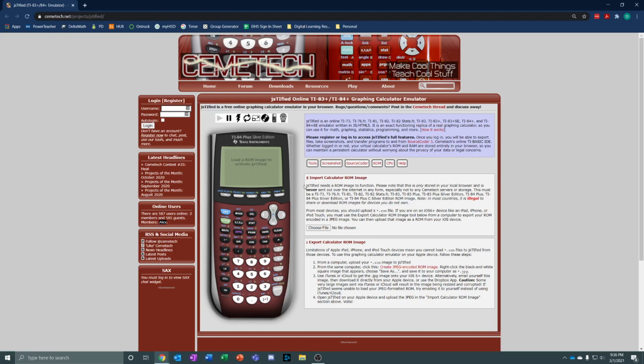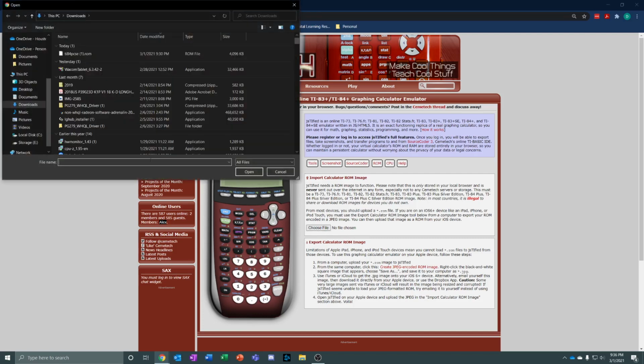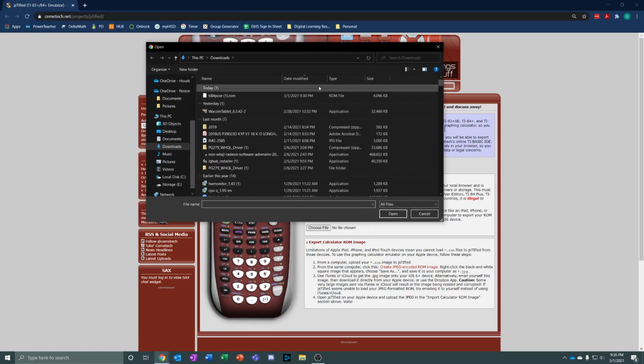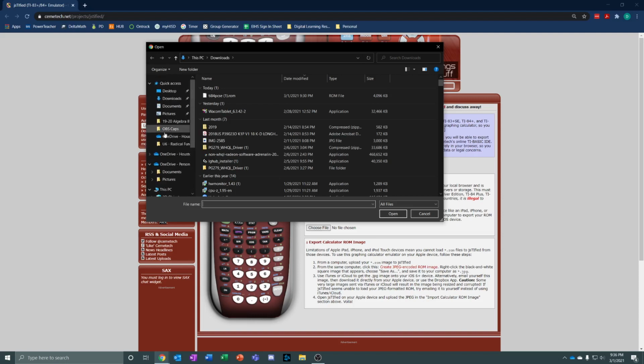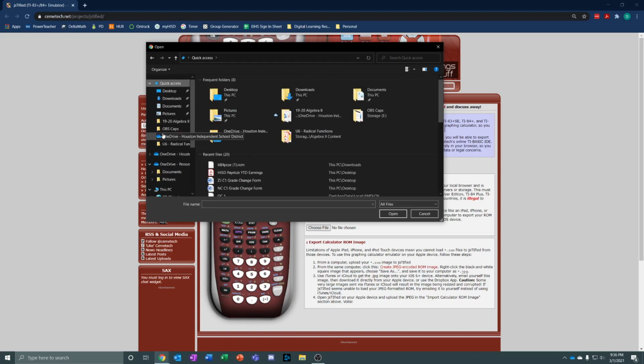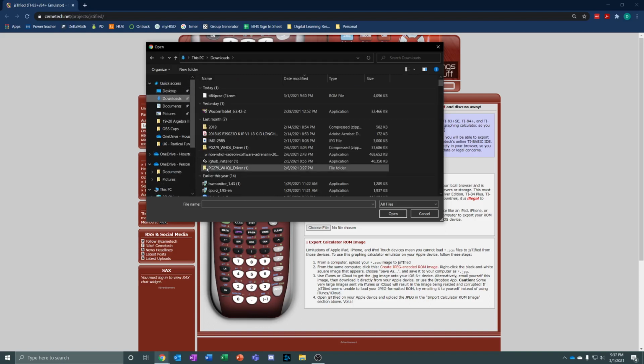Once you hit agree, it's going to say to import a calculator or ROM image. You should have downloaded the ROM from the hub. You need to actually download it. Once you have downloaded it, you're going to go to choose file, and you're going to pull up some menu that looks like this. On the left hand side, you're going to look for your downloads tab. It'll probably open on quick access, as most Windows 10 does. If it's not there, scroll down until you see downloads, click on that, and you should see the ROM.